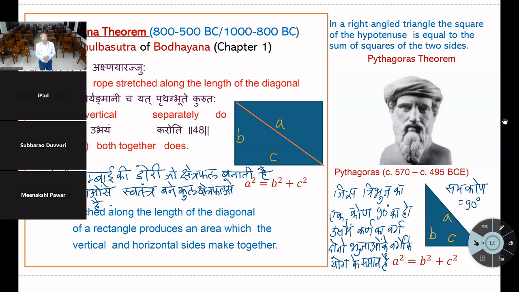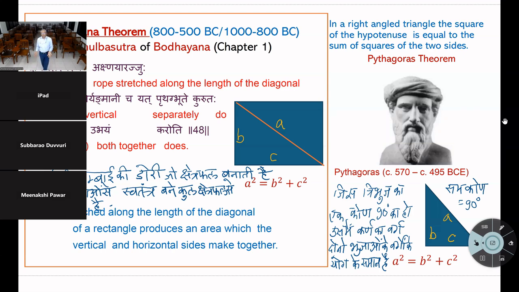Tat Ubhayam Karoti. Tat means that area, Ubhayam, both the two sides, Parshvamani, Priyamani. Parshvamani means one side. Actually, vertical side is called Parshvamani, and Priyamani is perpendicular to that. That is Priyamani, so that is the horizontal side. Both these sides, so B and C here. B is Parshvamani, C is Priyamani.